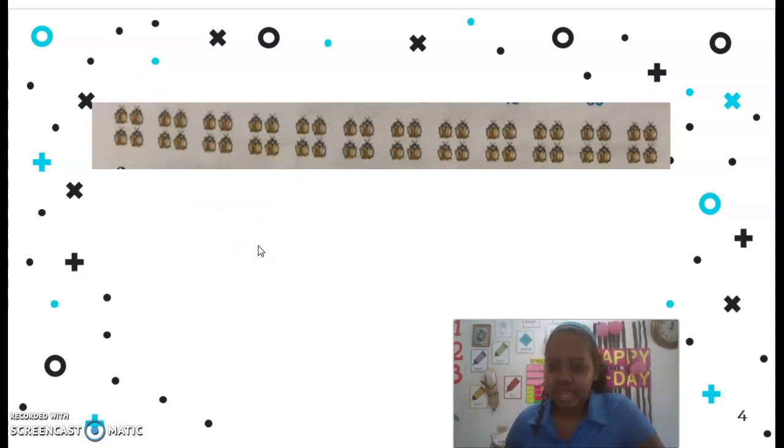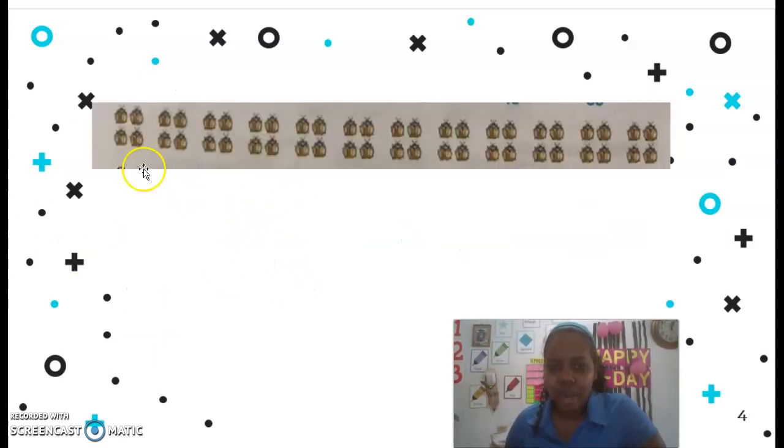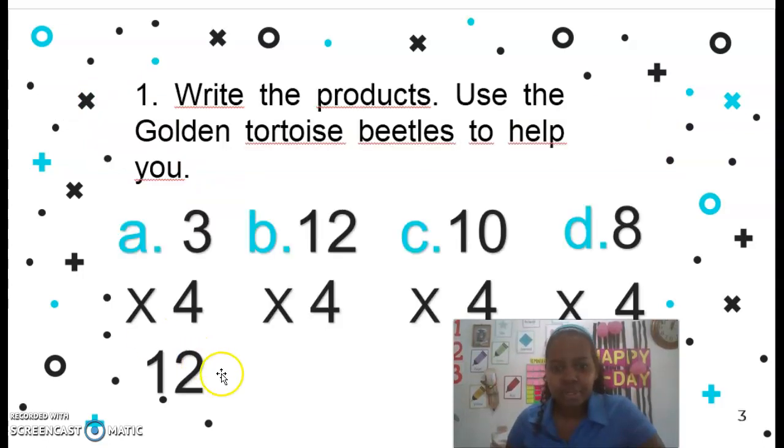Es como decir que tengo 3 grupos de mariquitas con 4 mariquitas en cada uno de los grupos. 4 times 3. So, we're going to count. 1, 2, 3, 4, 5, 6, 7, 8, 9, 10, 11, 12. Entonces, en 3 grupitos de 4 mariquitas, how much do I have? 12. Very good. So the result is 12.